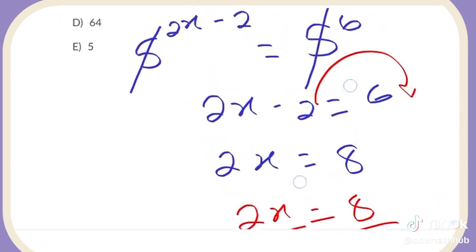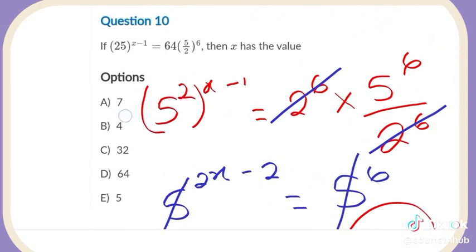So the answer is 4. You can check that in the options right there, and you see it here.